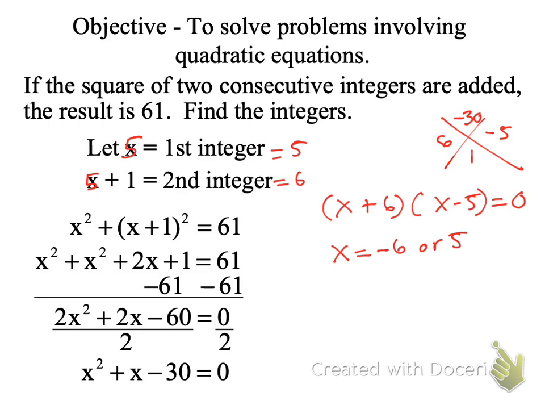You guys with me? If x is negative 6, it's going to be negative 5. So we have 2 answers here, because these are not the same consecutive pair, they're different places on the number line. So it would be negative 6, negative 5, or 5, 6. Okay? Questions? Pause the recording if you need to take notes.